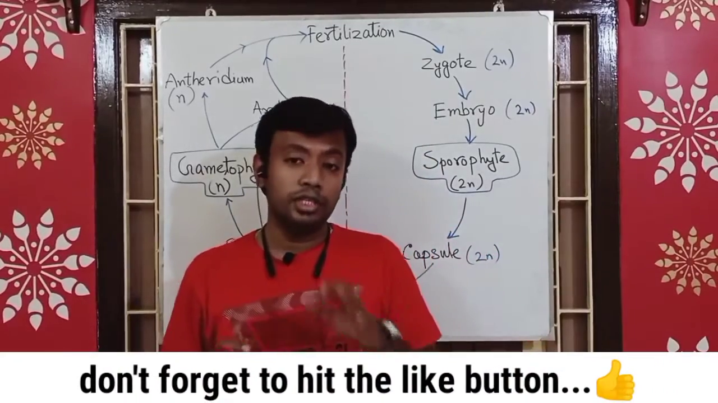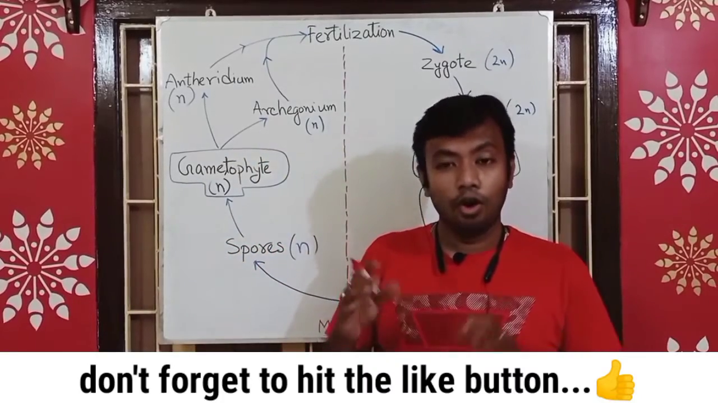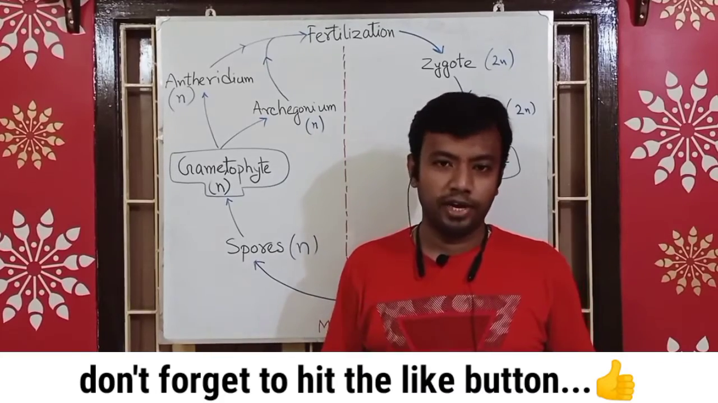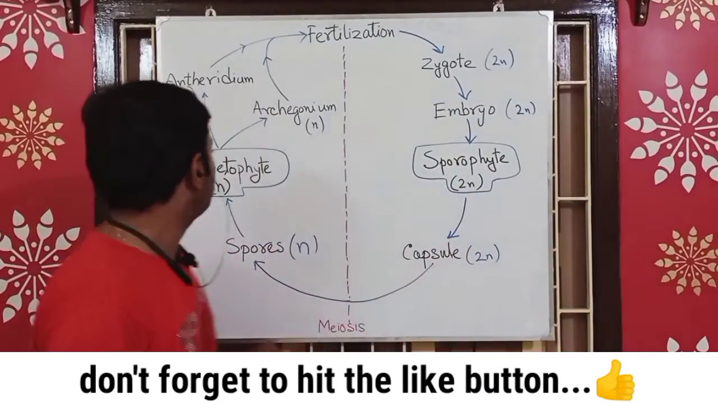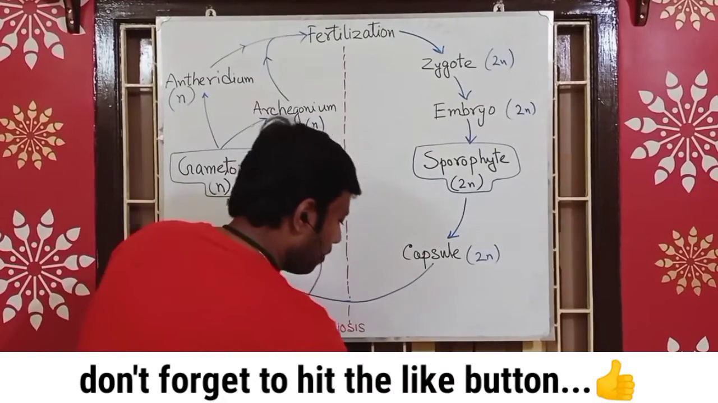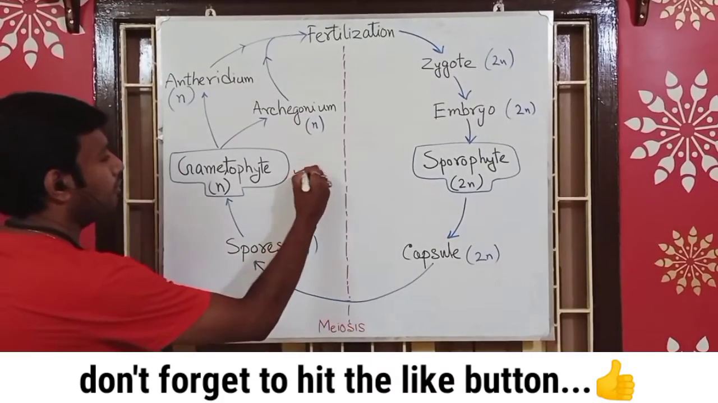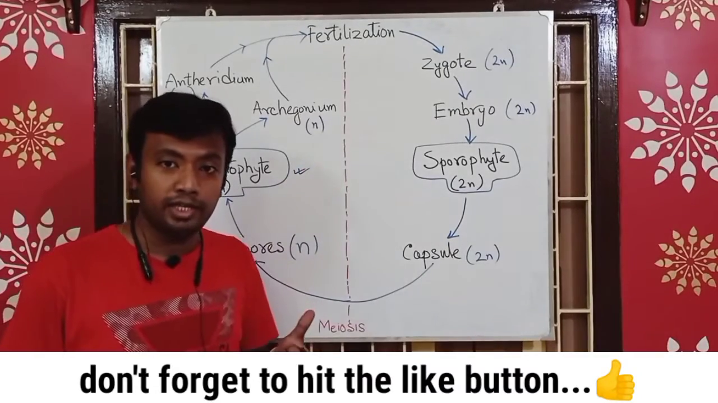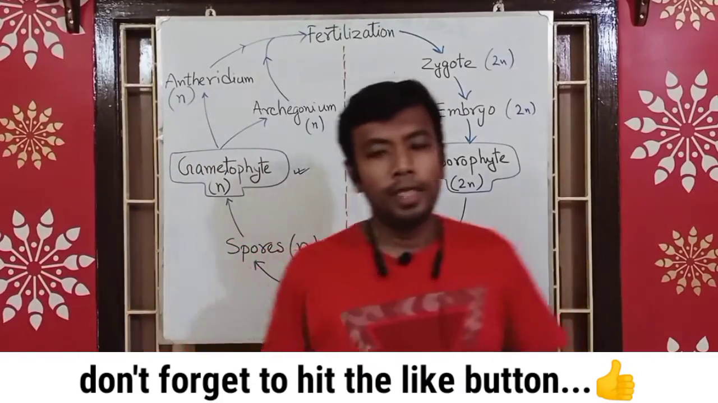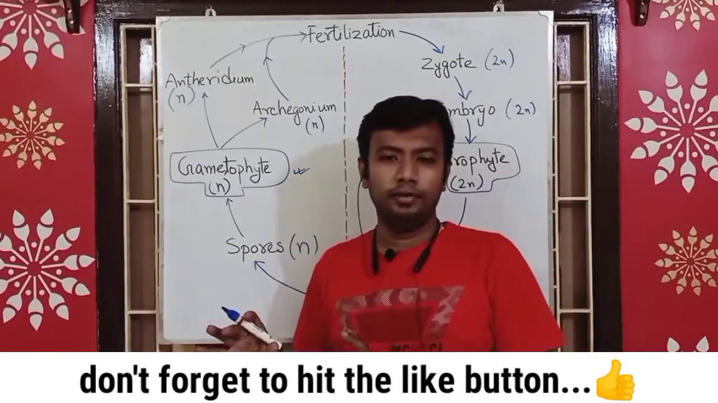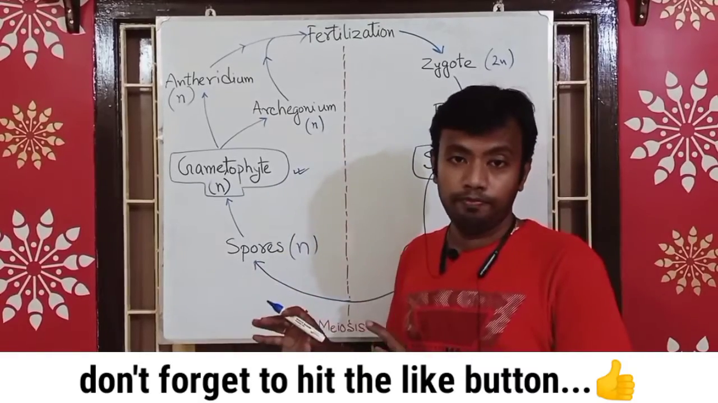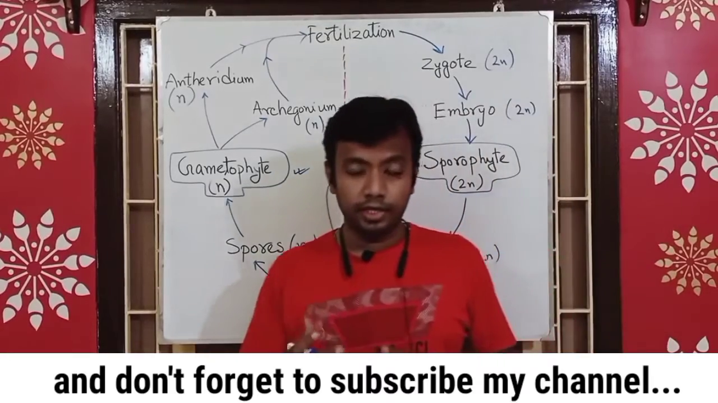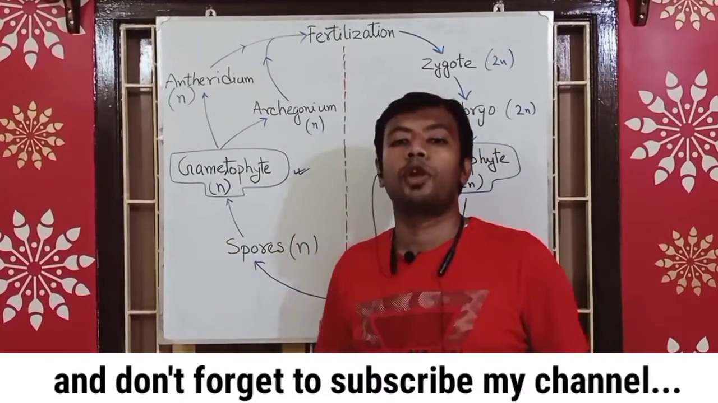Here we are going to discuss the alternation of generation, or alternation of sexual and asexual phase, in the case of bryophyta, that is moss. Okay, let's start our discussion from here, the gametophytic generation. We start from this gametophytic generation because in bryophyta, it is the major plant body. Major means this gametophytic plant part is actually independent in food production.